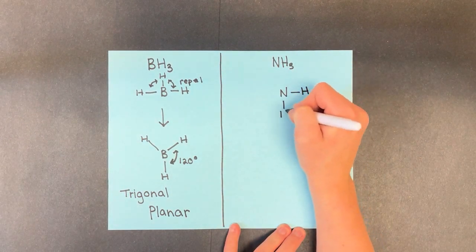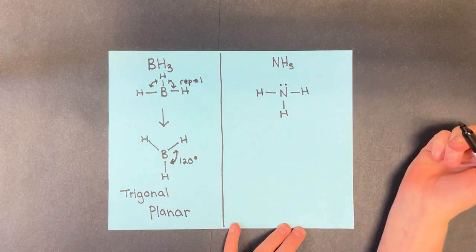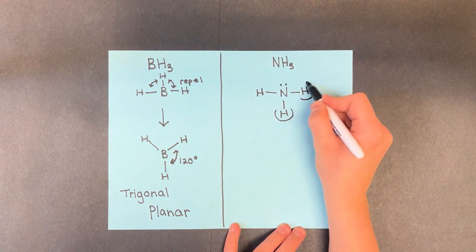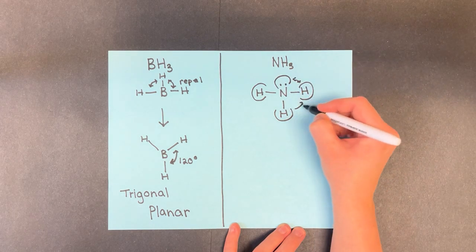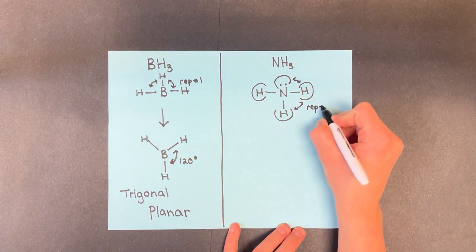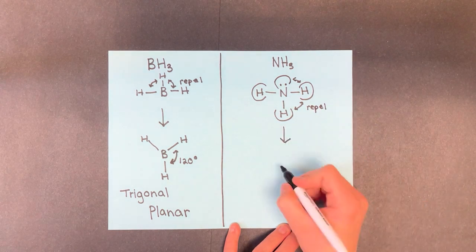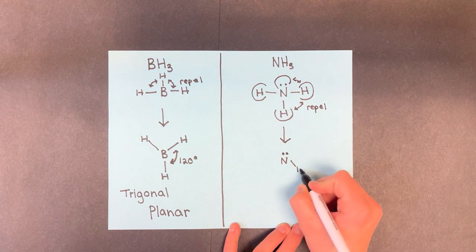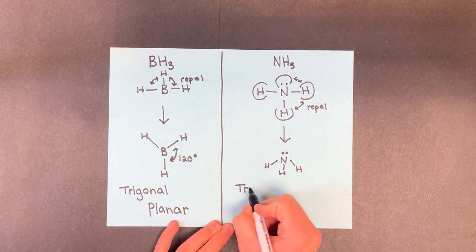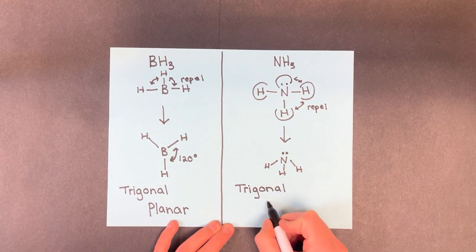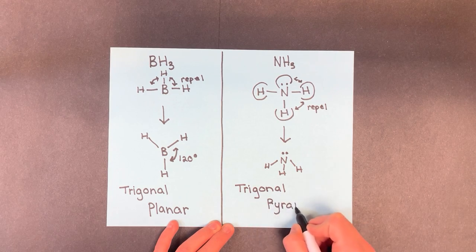In NH3, we're going to draw single bonds to the hydrogen atoms and have a lone pair on the nitrogen. As lone pairs take up more space than regular bonds, they are going to repel the hydrogens farther away from it. This also causes it to take on a more triangular shape with the hydrogens farther away from the lone pair, making it trigonal pyramidal.